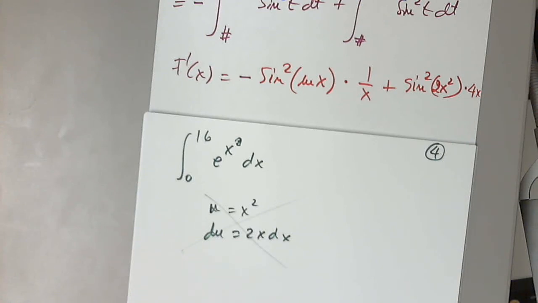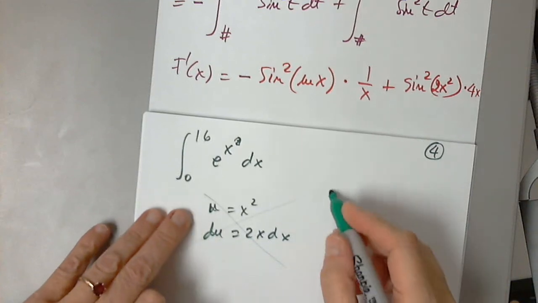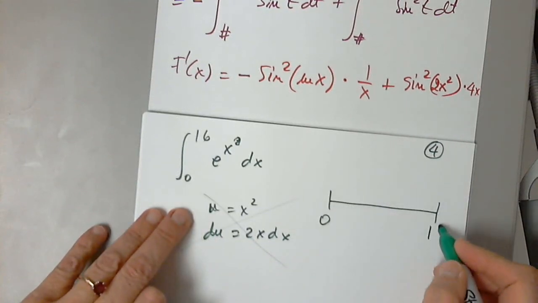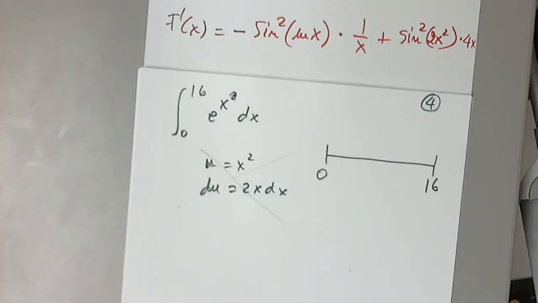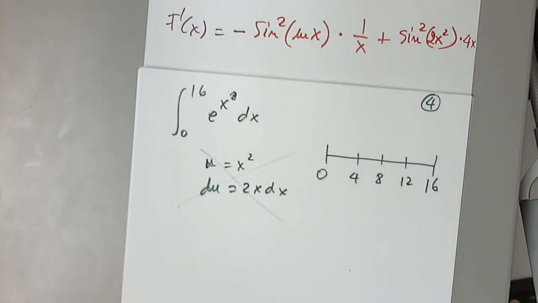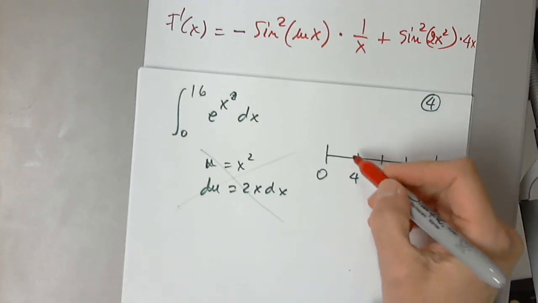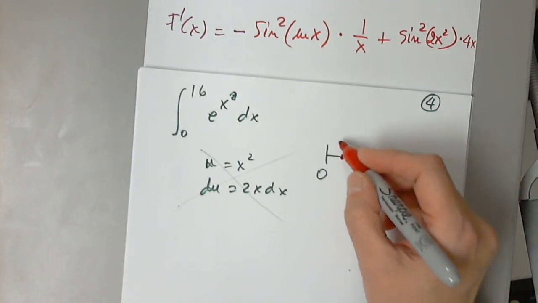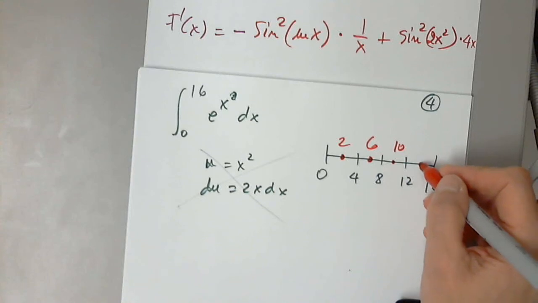Okay? So it says, use the midpoint rule. We can use the leftmost point, the rightmost point, or the midpoint with 4 subintervals to approximate this integral. So the interval is between 0 and 16. This is what I know so far. I'll divide it up into 4 equal subintervals. So this is 4, this is 8, and this is 12. So where is the midpoint? Well, of course at 2, at 6, at 10, and at 14.